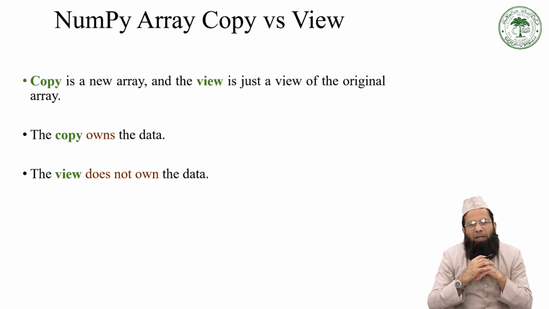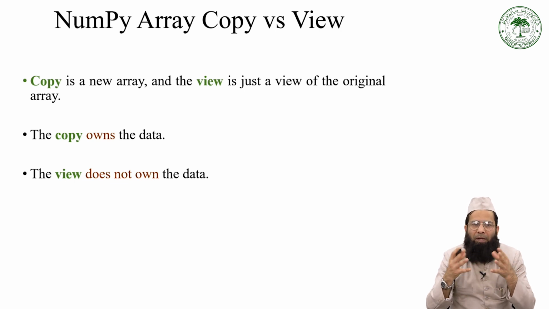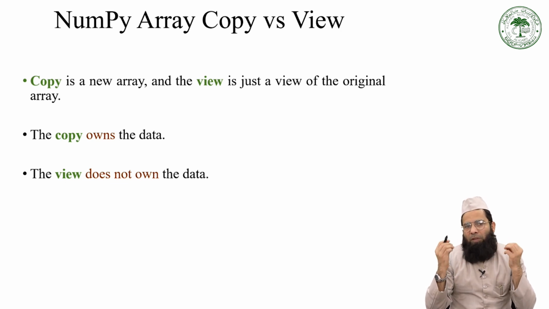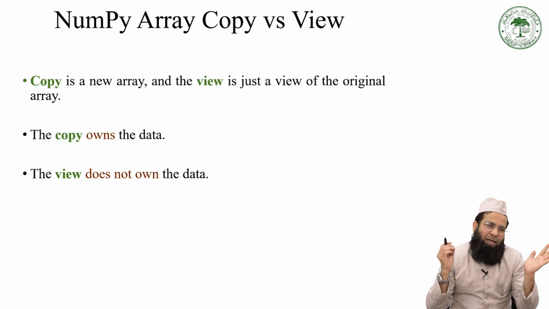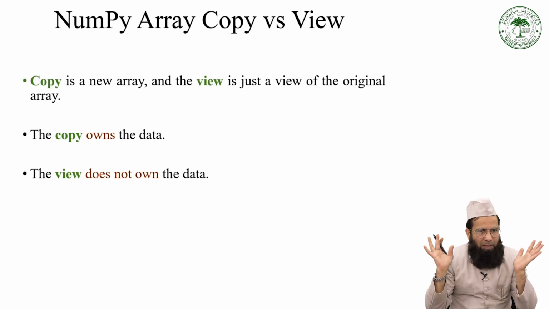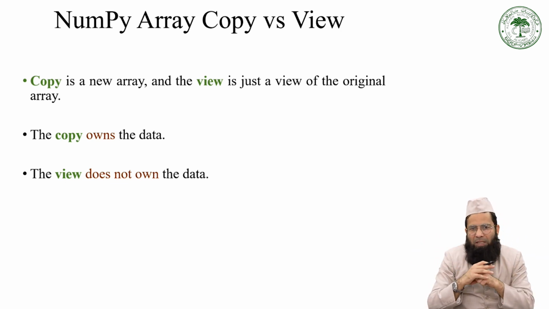Now we will discuss NumPy array copy versus view. What's the difference between copy and view? A copy is a new array, and the view is just a view of the original array. If you want to create a copy of the array, you can use the copy function. Copy would create a new array and the original would not be disturbed. As far as view is concerned, you are not going to create a separate copy, there would just be a view.